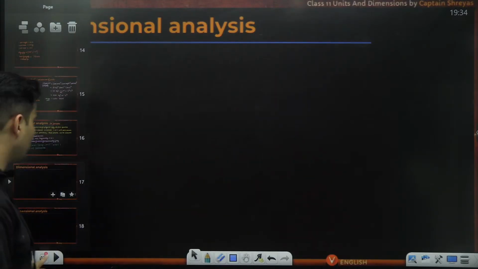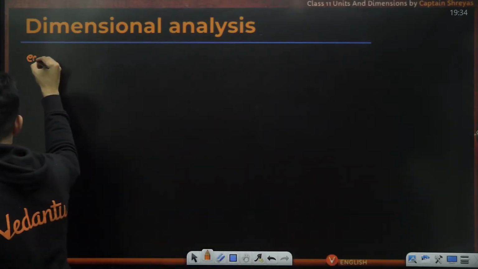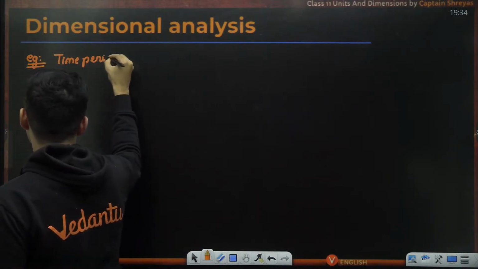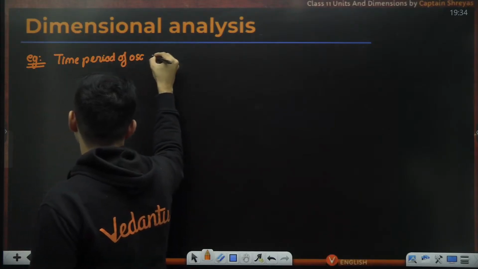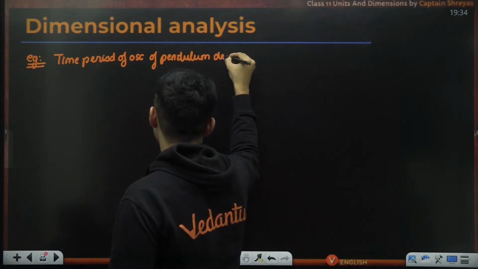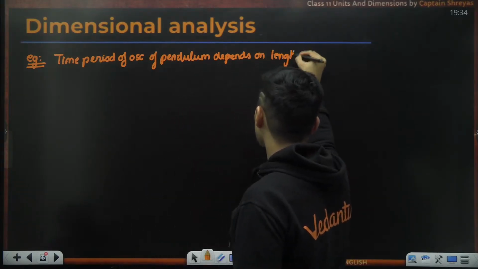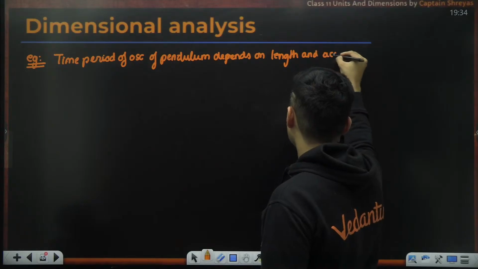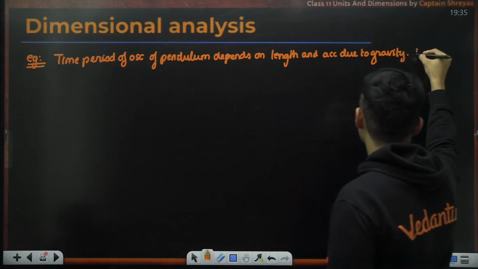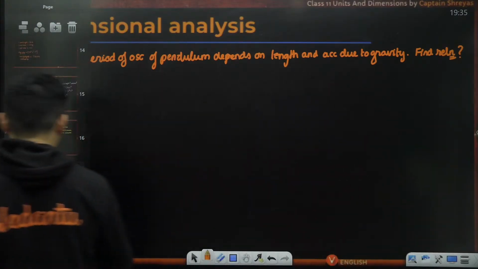Now let's actually put it to use so that you understand how we exactly use it. This is one of the most commonly used examples. Say the time period of oscillation of a pendulum depends on length and acceleration due to gravity. The question is, find the relationship between them.